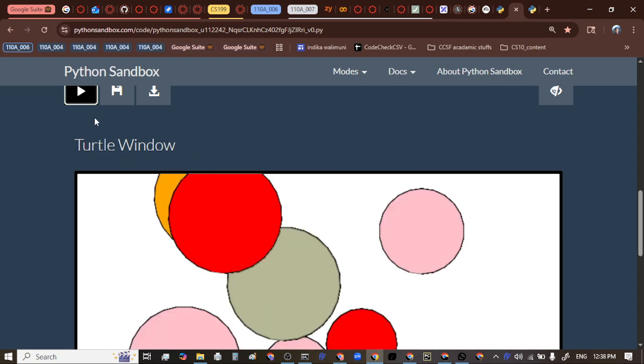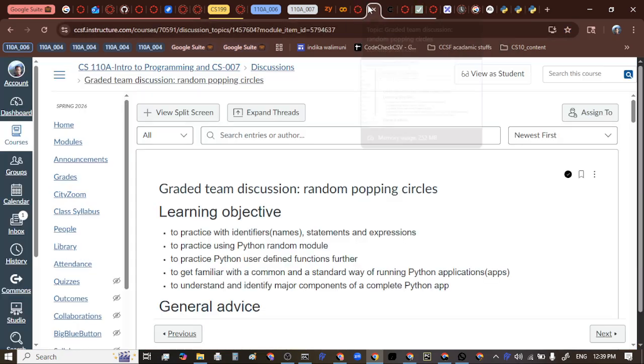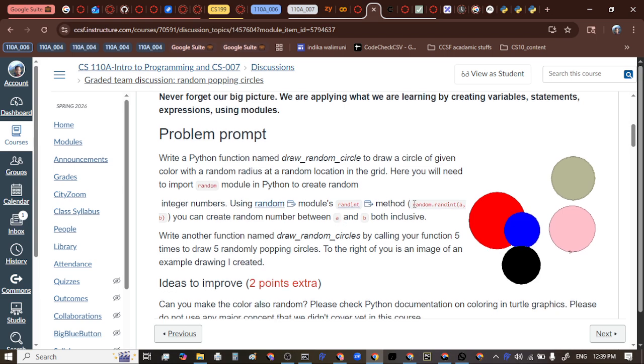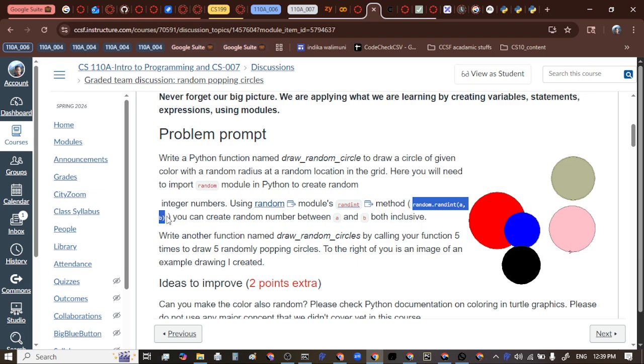That means these are random, right? So the location is random, the go to point x comma y is random, the radius is random, the color is also random. I have shown you over here how to get this random number. So I'm going to quickly copy this code. Let us say it is the radius that you want to randomize.